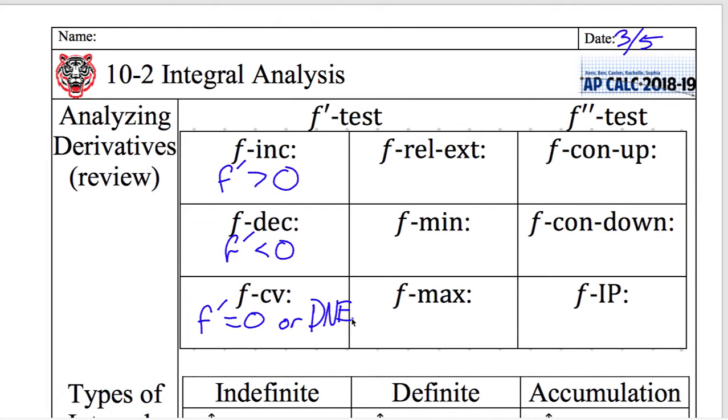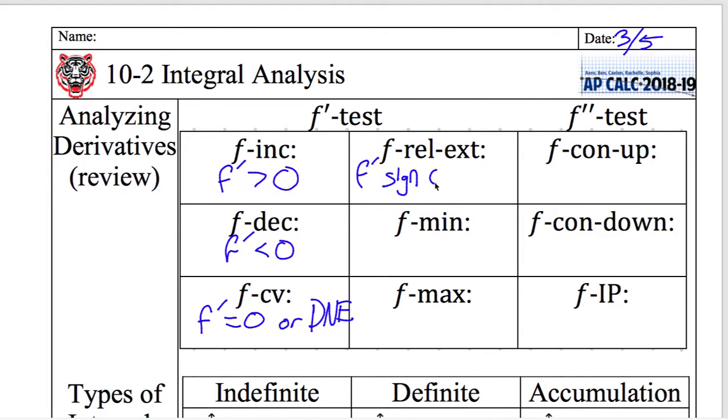All right. F relative extrema. Where did that happen? We're still in F prime test. F prime test occurs for both the left two columns. The second derivative test is the right column. F relative extrema, I'll write the F prime for us. F prime, Ben. F prime equals 0. Not necessarily. F prime equals 0 is FCV. Or F prime sign change. There it is. F prime sign change.